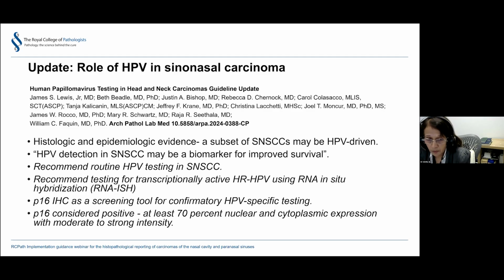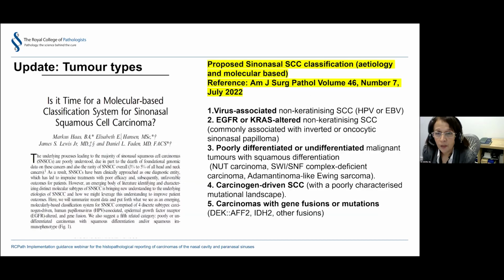And for P16 to be considered positive, it is similar to the oropharyngeal P16 positive tumors. We should have at least 70% nuclear and cytoplasmic expression with moderate to strong intensity. So that's something that should be incorporated in future.